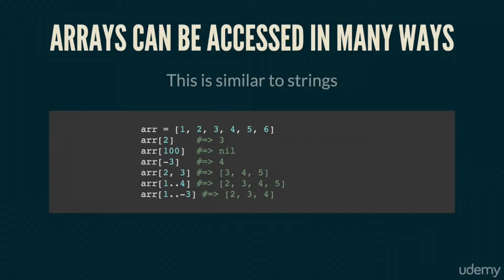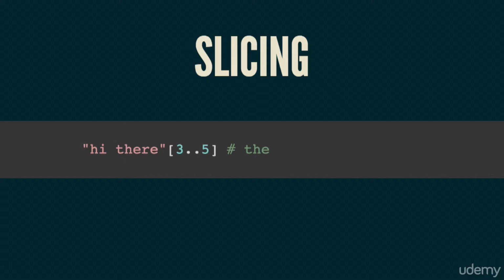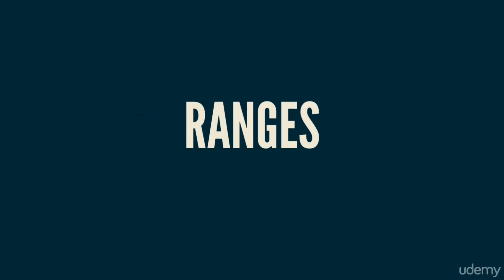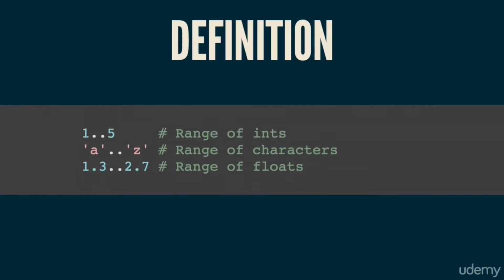Think back to an earlier lesson when we learned about arrays and how we accessed elements within those arrays when we wanted multiple elements. Similarly, for strings, if we wanted to extract several characters at once from a string, we did the same thing. In both cases, we used what's known as a range. So range just defines a start number and an end number. For example, the range of numbers 1 to 5, that's an integer, or the range of characters, A to Z. We can even have a range of floats, 1.3 up to 2.7. In each case, the two periods or dots indicates that this is a range.